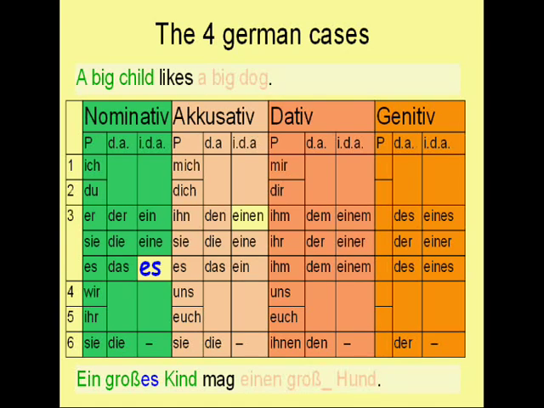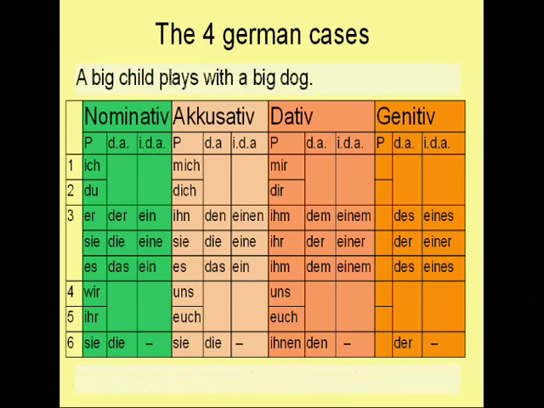Do you remember the adjective ending for this indefinite article? It was en. So the correct sentence therefore is: Ein großes Kind mag einen großen Hund. What about this sentence now? A big child plays with a big dog.